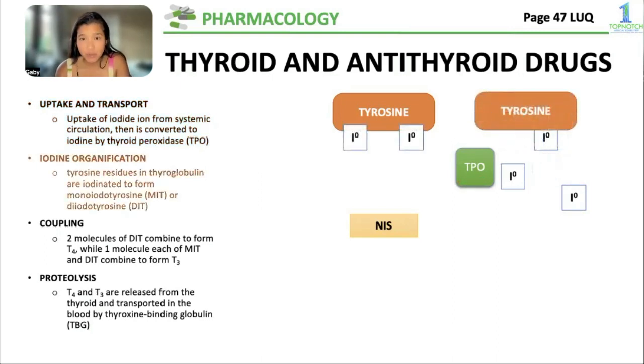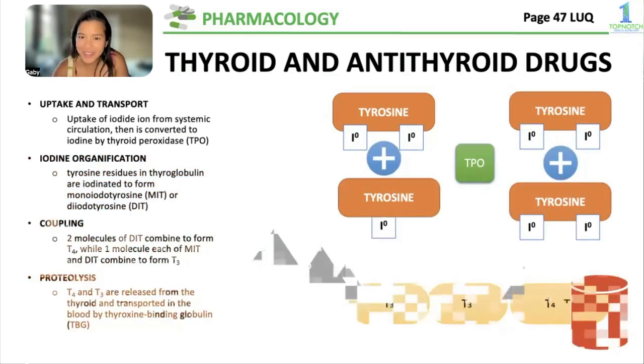Again, via the action of thyroid peroxidase, 1 or 2 iodines will undergo what we call organification, whereby they bind to your tyrosine residues within the thyroglobulin. So this is iodination of your tyrosine. If we have 2 iodine molecules bound to tyrosine, we call it diiodotyrosine. So it makes sense, diiodo, dalawang iodine. If we only have 1 iodine bound to it, we call it monoiodotyrosine. Again, makes sense, mono kasi isa lang.